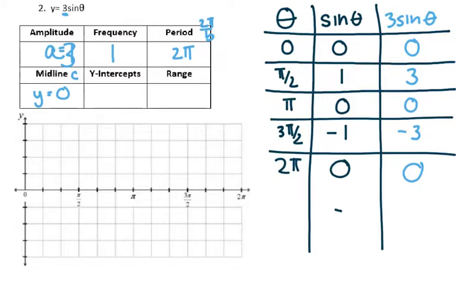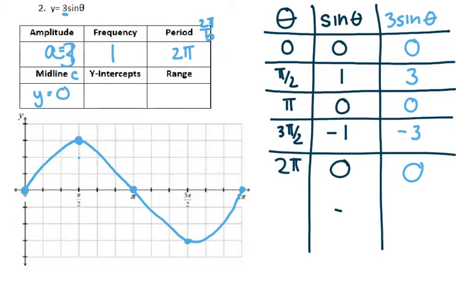So if I plot those, I get (0, 0). At pi over 2, I have positive 3, 1, 2, 3. At pi, and back to 0, negative 3, 1, 2, 3, and finish it off with 2 pi, 0. From here, I can connect my points, and I have my function graphed.